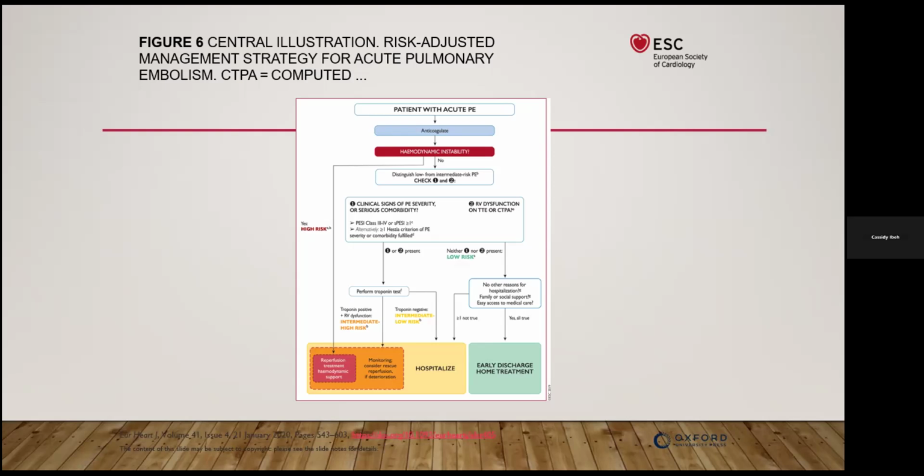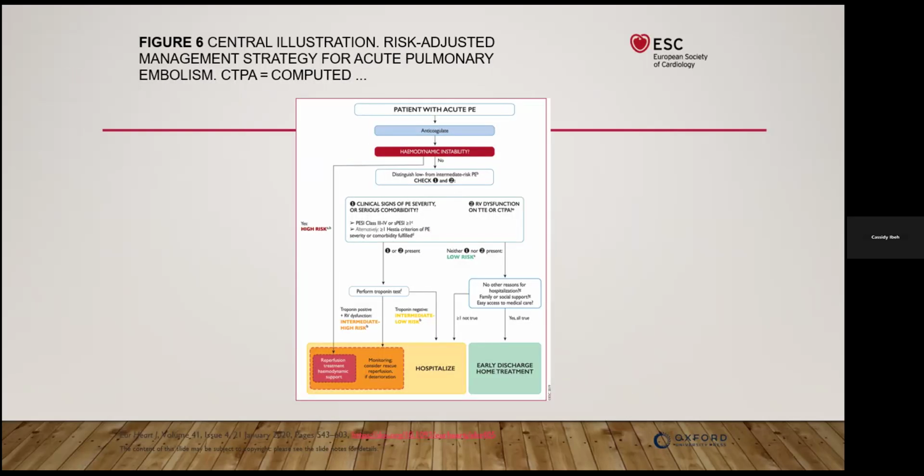So you want to determine whether or not you want to hospitalize this patient. If no other reason for hospitalization is present, like the patient has family or social support, then you will want to discharge the patient and do home treatment. If the patient does not have support and doesn't have easy access to medical care, then it may be in the patient's interest to be admitted.